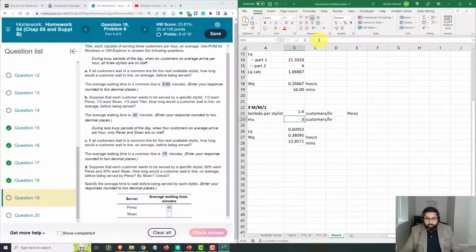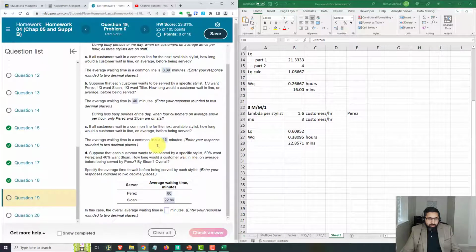Now for Sloan, 40% of customers want Sloan. So 0.4 times 4, or 1.6 customers want Sloan. Service rate is 3 customers per hour. They wait 22.86, 2 decimal places. So the waiting times are different for the 2 stylists because different numbers of customers want them.